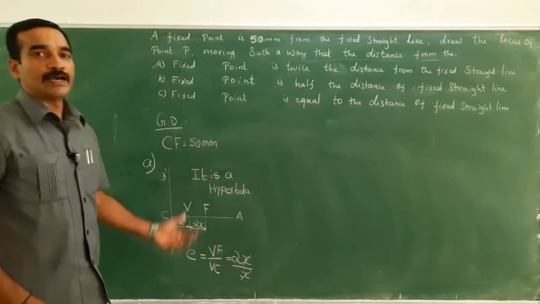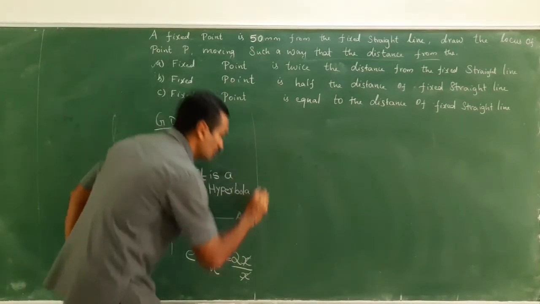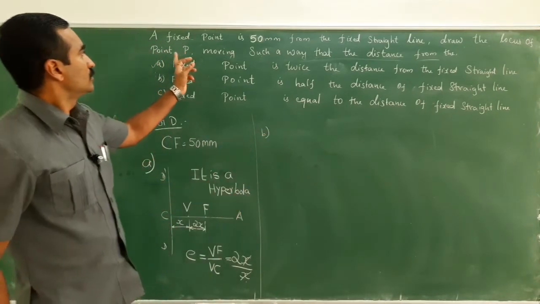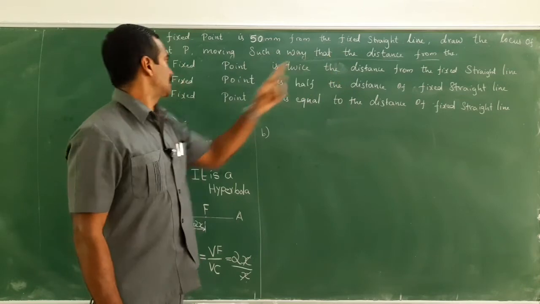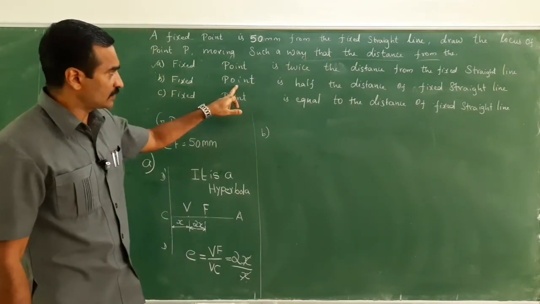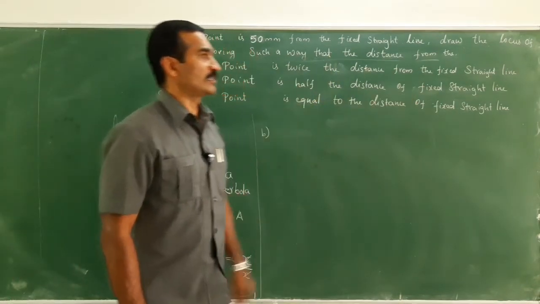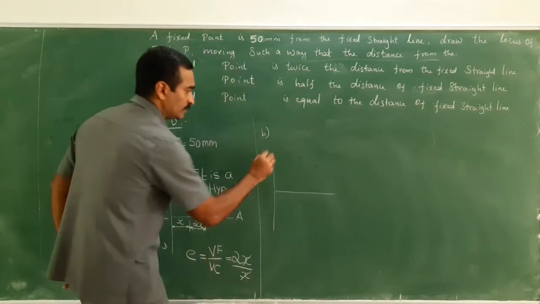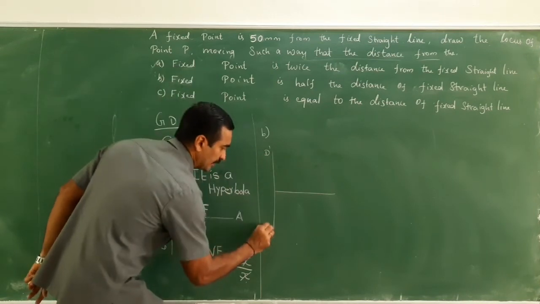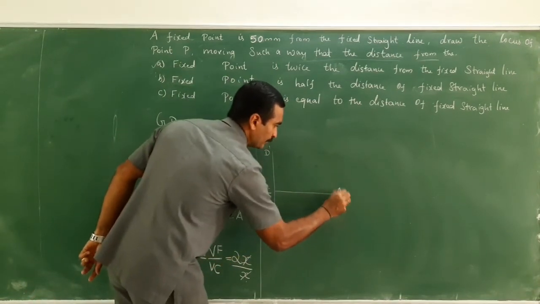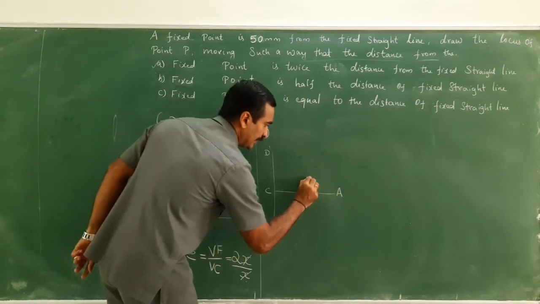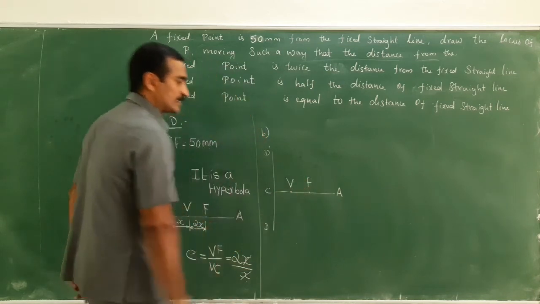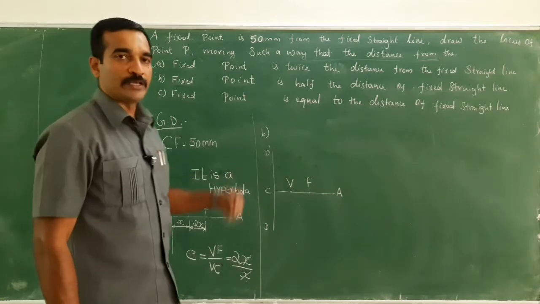It is a hyperbola. Let me move to the second subdivision. What does it say? The moving point moves in such a way that the distance from the fixed point is half of the distance from the fixed straight line. So, let me draw the horizontal and vertical line here. CA, this could be F, that is the fixed point or focus. This is the vertex or moving point.